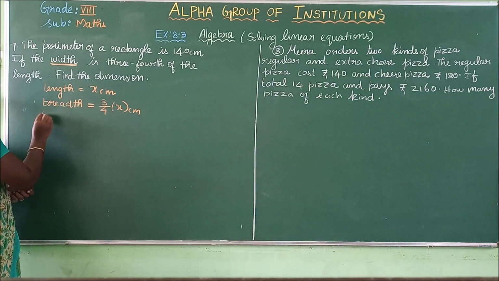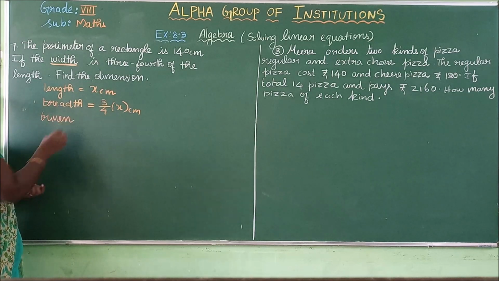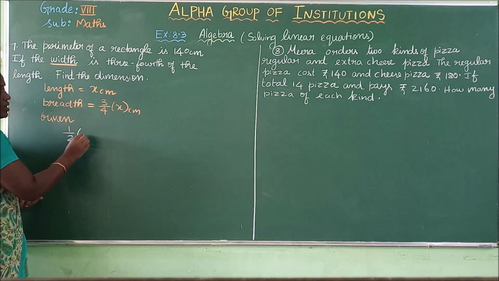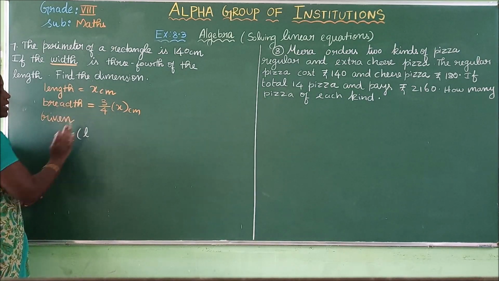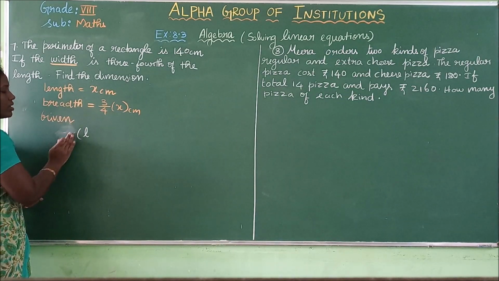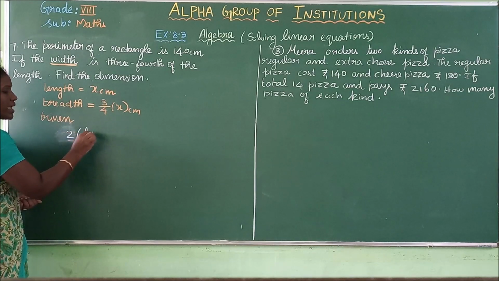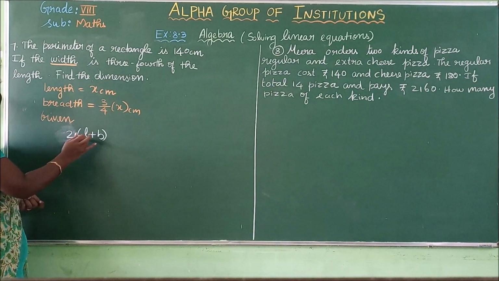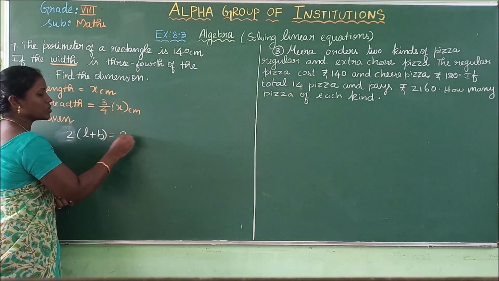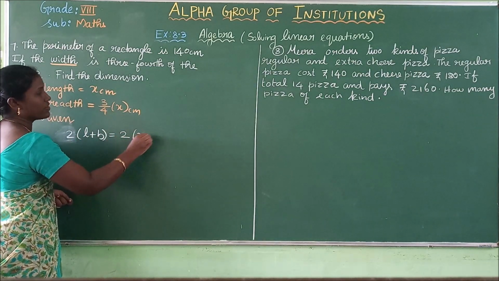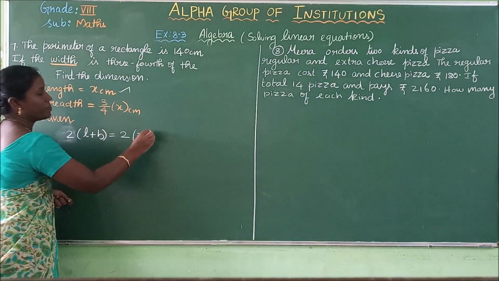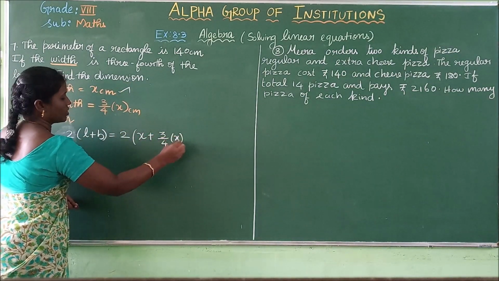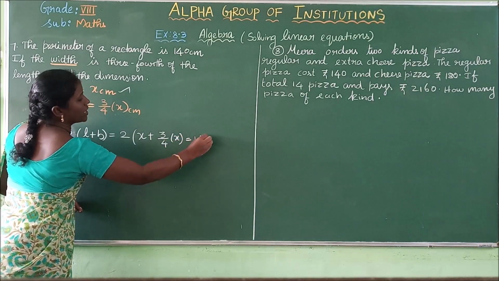What is given in the question? The perimeter. The perimeter of the rectangle is 2 into (L plus B), isn't it? This is the perimeter of the rectangle: 2 into (length plus breadth). So 2 into (length x plus the breadth, 3/4 of x), which is equal to 140 centimeters.